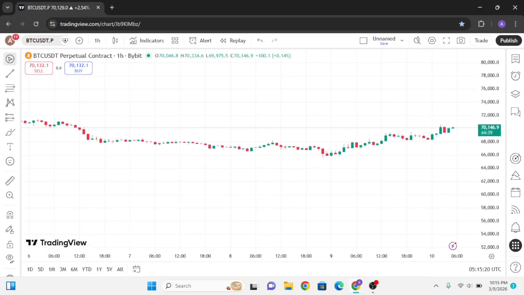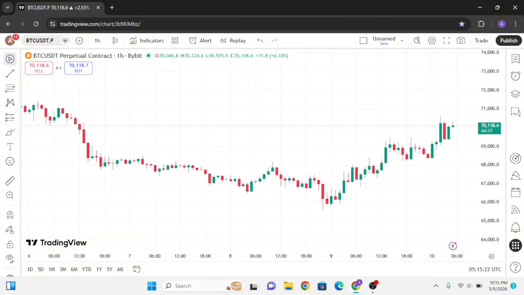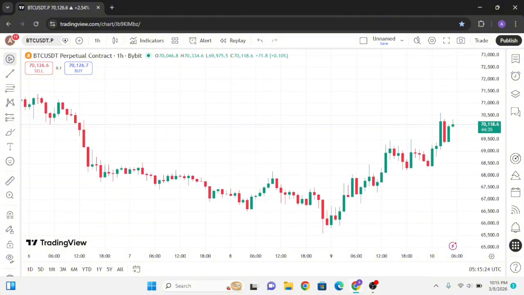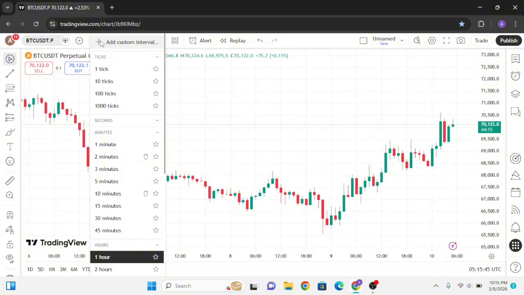Now this is the 1 hour candle. Each candle, as I've already told you, represents 1 hour of price movement. But you can see many more candles covering the same time period, because we are looking at hourly price movement rather than daily. So now let's go back to the daily chart and let me tell you what we see.